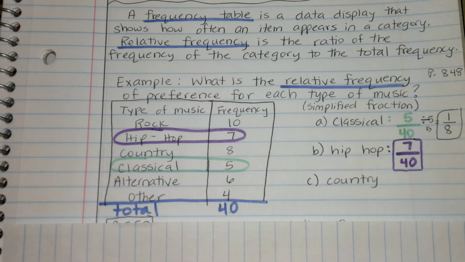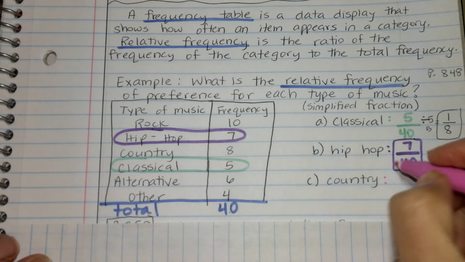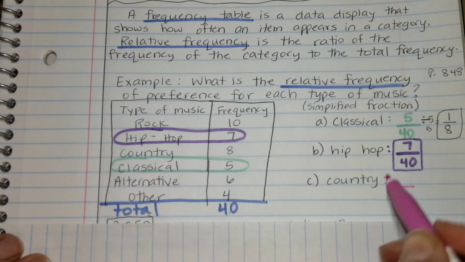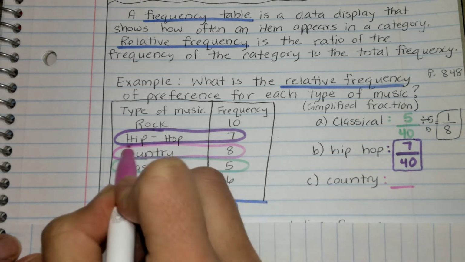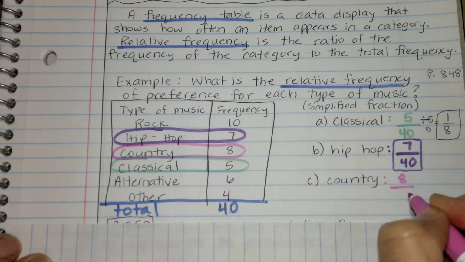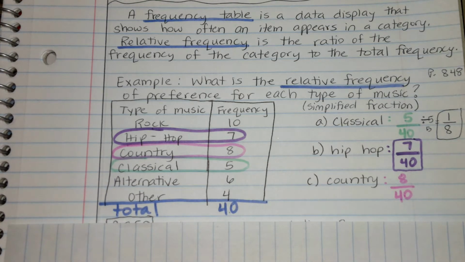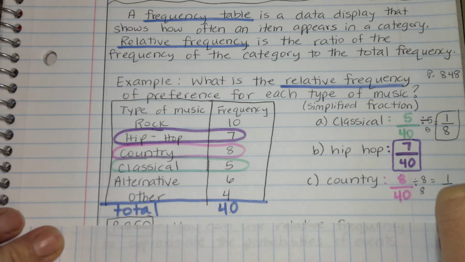All right, and then the next one is country. So you can think about, where do you fit here? What's your favorite kind of music? Or maybe it's not listed. You might be in the other category. So country, I put on the top the number of people who prefer country, which is 8, out of the total frequency, which is 40. And of course, I can reduce that. Always reduce your fractions. It'll count it wrong in MathXL if you don't reduce. So divide the top and bottom by 8, and I get 1/5.